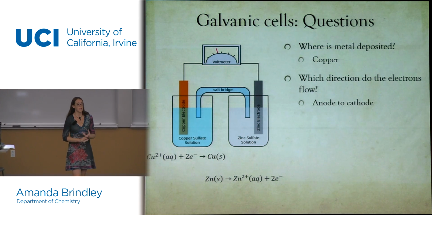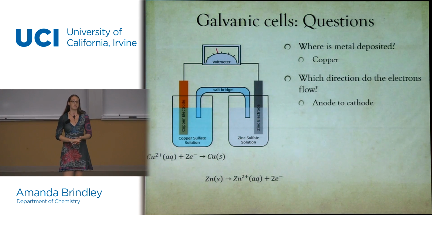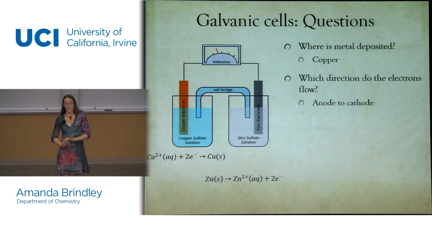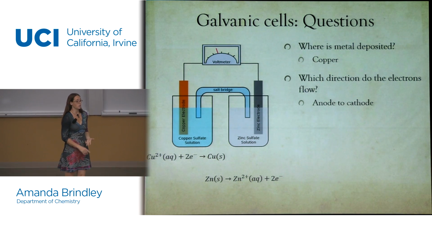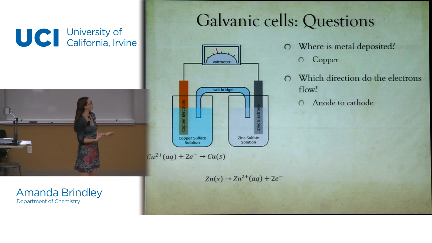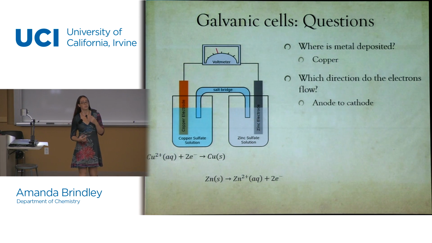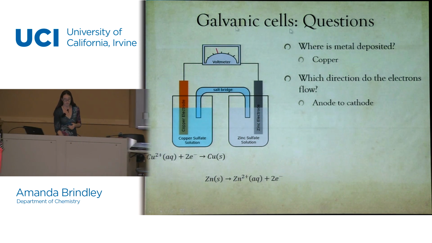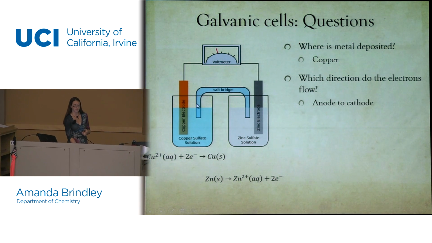So say it one more time. Loss of electrons is oxidation, right? Leo the lion goes grr. So that happens at your anode. So it's going to go from your anode to your cathode. So in this case, from here to here.